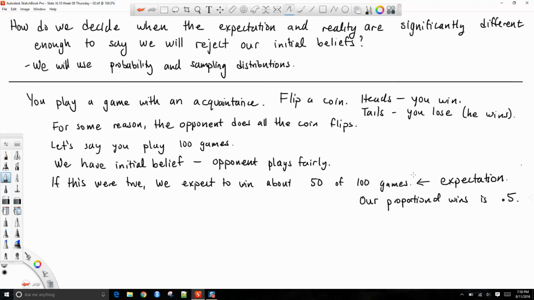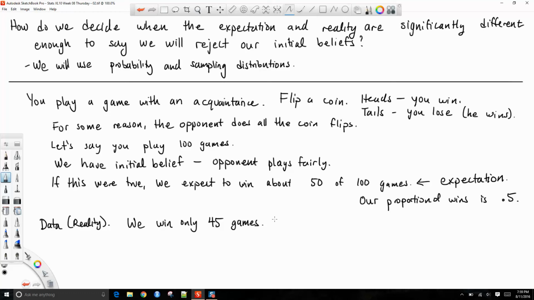All right, let's say the data, or the reality: let's say we win only 45 games. The opponent did all the flipping. He says, oh man, you only won 45 games. Do we think our opponent is cheating? After this course, no. Or could it have just been bad luck?